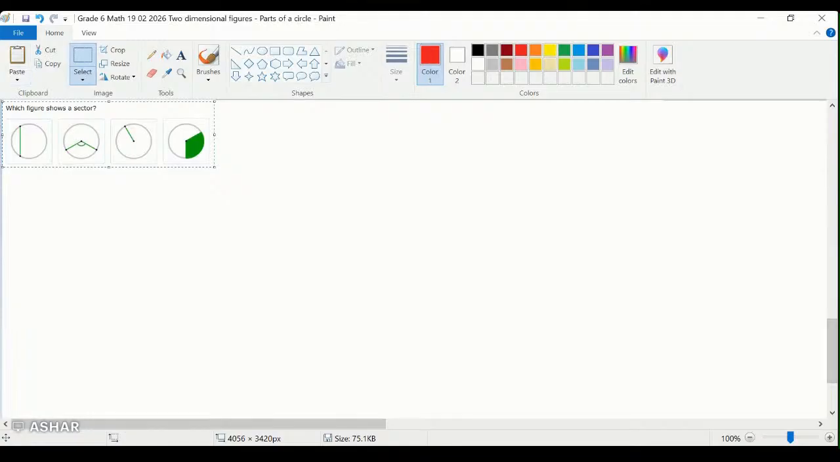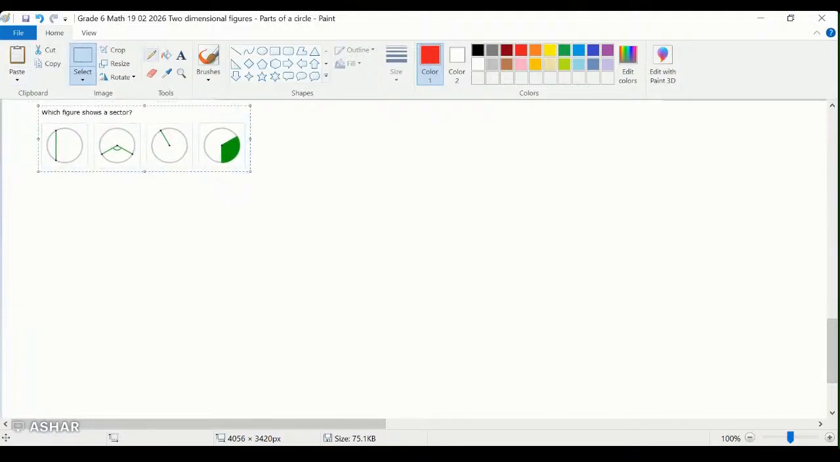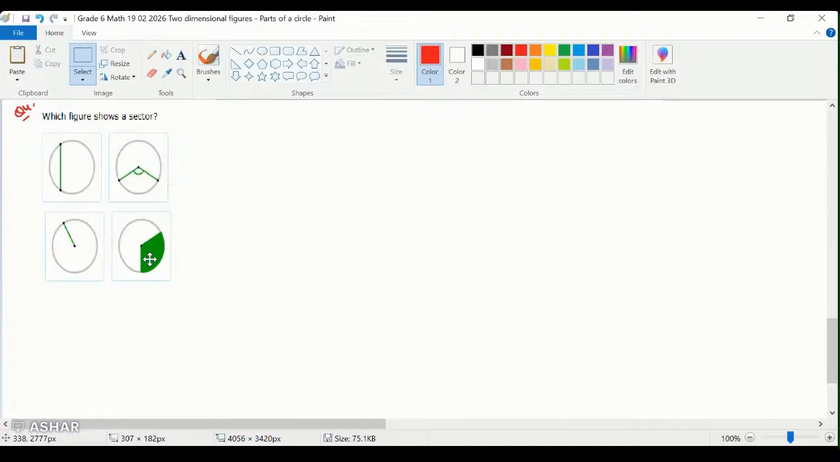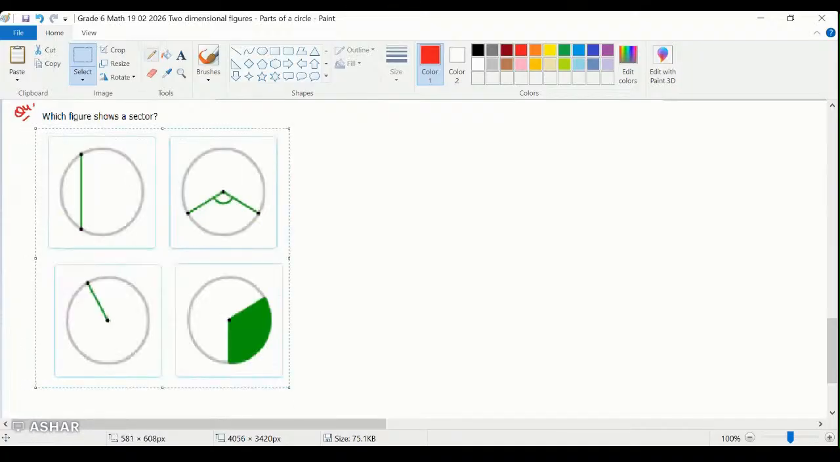Okay, yes. Question number 4. This is our question number 4, and they're asking us, which shape shows the sector? Okay, I'll just label them A, B, C, D so it's convenient to answer. Let's say if this was option A, option B, option C, and option D, and we need to find a sector.